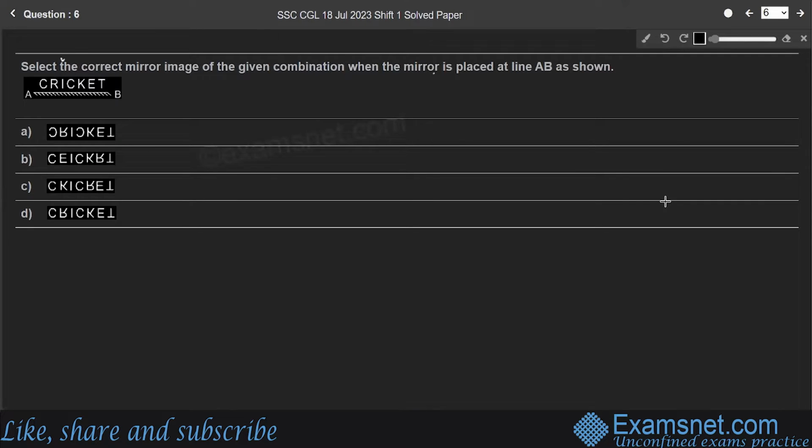Question number 6. Select the correct mirror image of the given combination when the mirror is placed at line AB as shown. Here the mirror is placed at AB. So the word is cricket. Particularly, the mirror image of cricket looks like, since the mirror is placed horizontally, so image of C looks exactly like C. If the mirror is placed vertically like this, image of C looks like this. Since it is placed horizontally, image of C will be exactly like the original C.